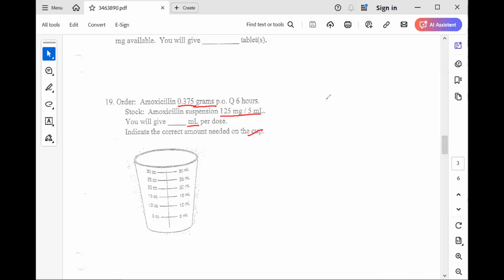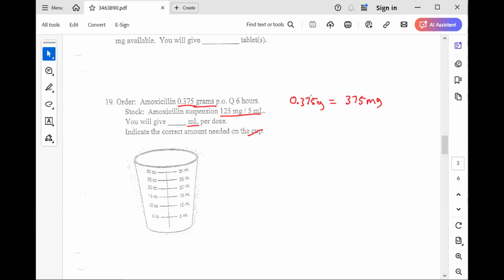So I mentioned this at the review I did yesterday, and I said like you can't do math with grams and milligrams. You have to convert one or the other. So you either need to convert 0.375 grams to milligrams or the 125 milligrams to grams. So it's really just up to you. So if you are already doing that and you have a particular way you're doing it, great. I typically just manipulate the order. And what I do is I convert the 0.375 grams to milligrams.